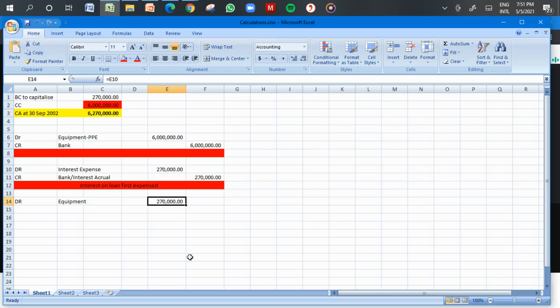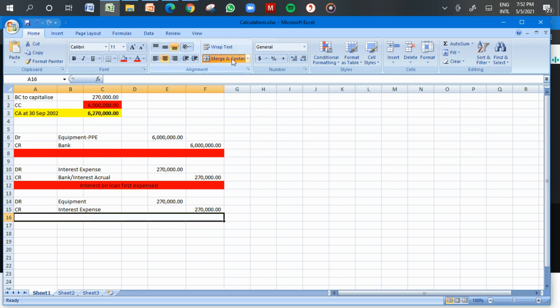Okay, so the second journal, you are going to transfer the 270 from the interest expense. So we are going to credit interest expense, and we are taking the 270 that we initially debited to that account. So now the journal description will be capitalization of borrowing costs. Okay, so that will be your journal entry.